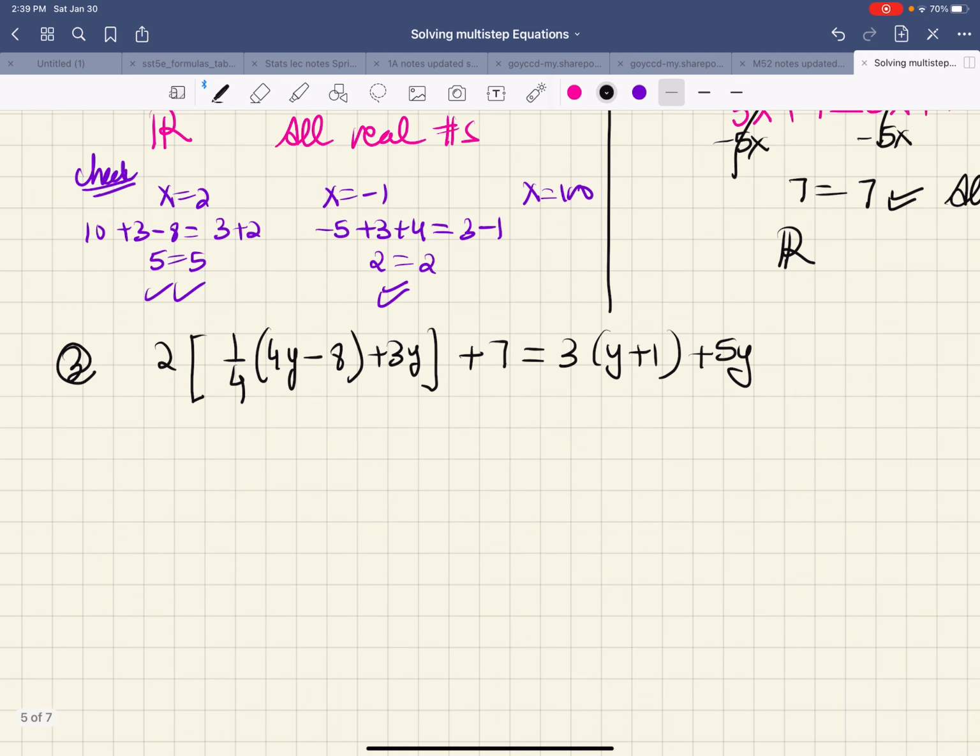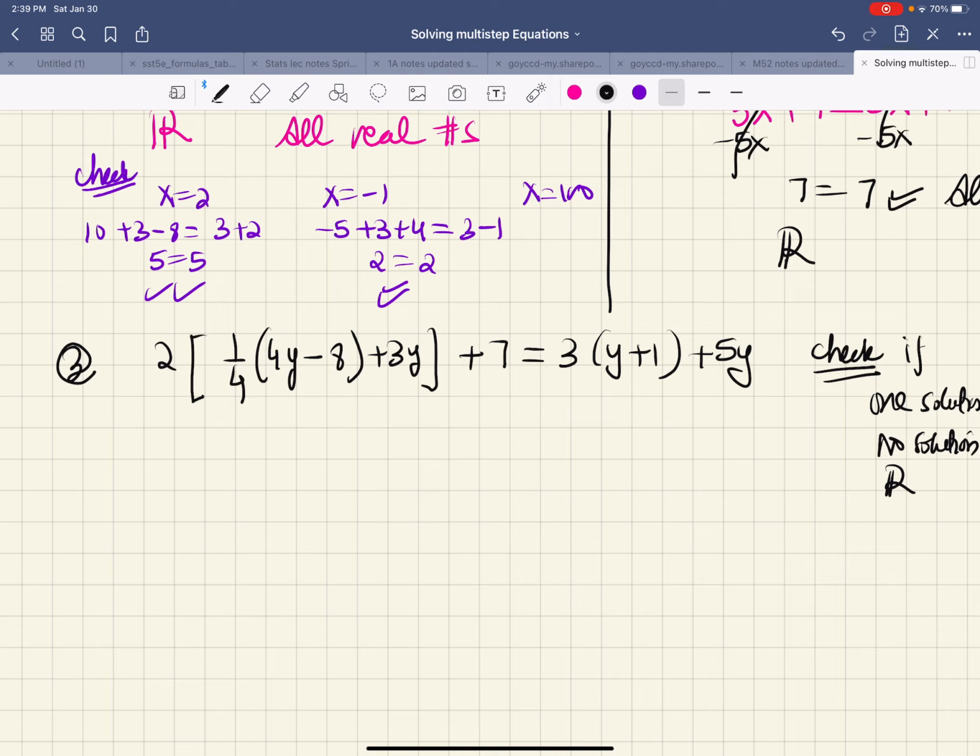Here's example number 3, and check if this equation has one solution, none, or all real numbers. So check if the equation has one solution, no solution, or all real number solutions.